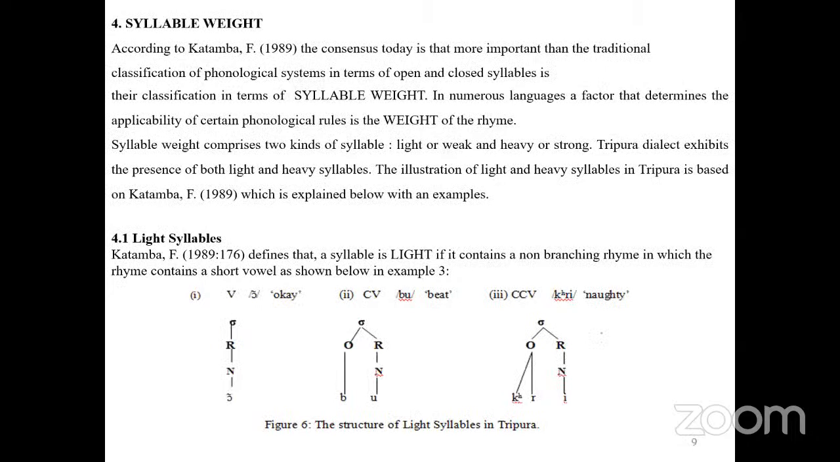Syllable weight, again here I have referred to Katamba. According to Francis Katamba, syllable weight comprises two kinds of syllables, that is light and heavy syllables. In 4.1, for light syllables, he defines that a syllable is light if it contains a non-branching rhyme in which the rhyme contains a short vowel, as shown below in example 3.